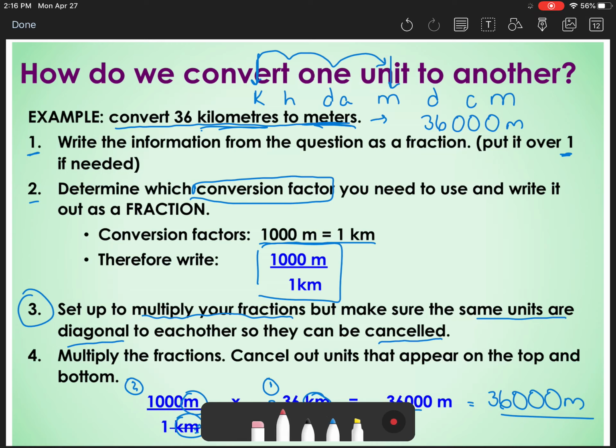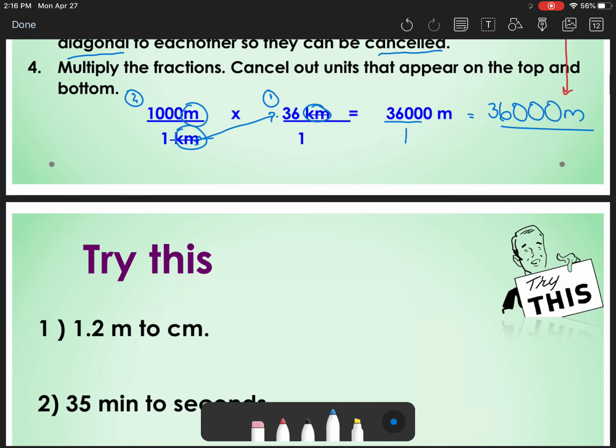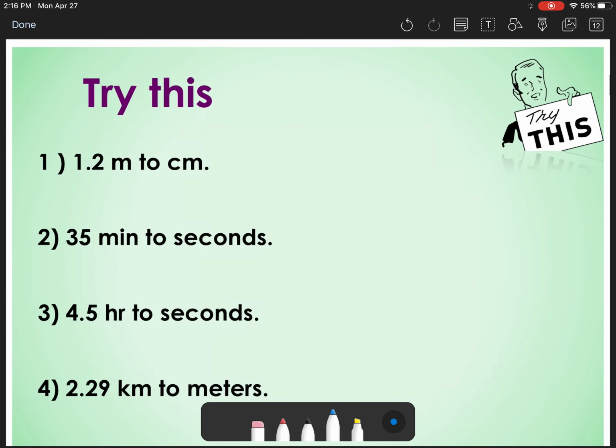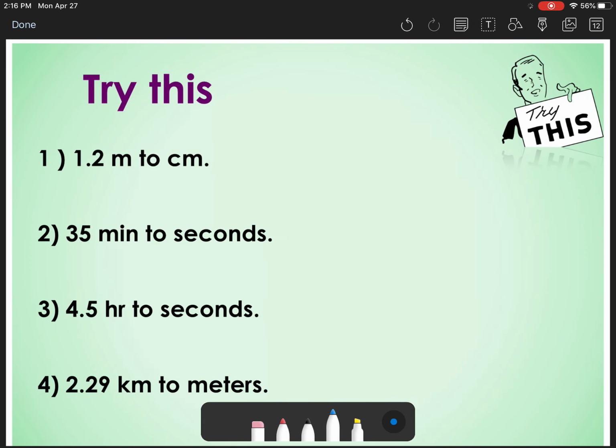So notice how method 1 and method 2 got us the same answer. Obviously, method 1 was much easier, but we're going to have to be familiar with method 2 as we move forward. Okay, I'm going to move on now. Again, this becomes easier when you do more practice. So let's do a couple examples.